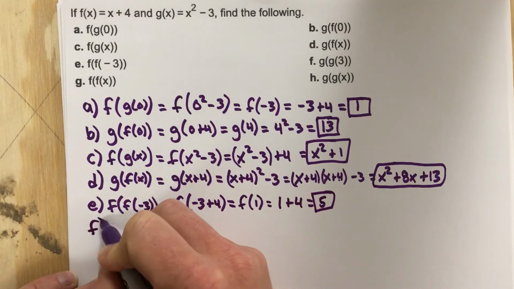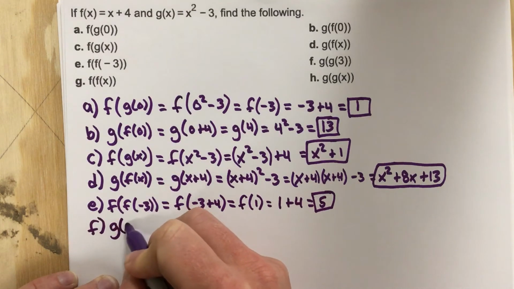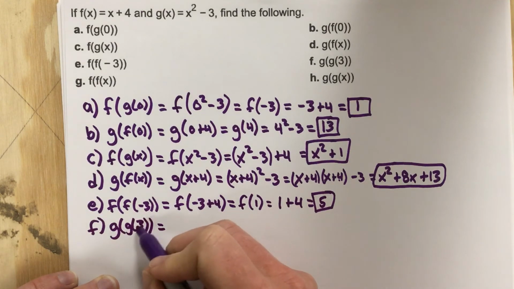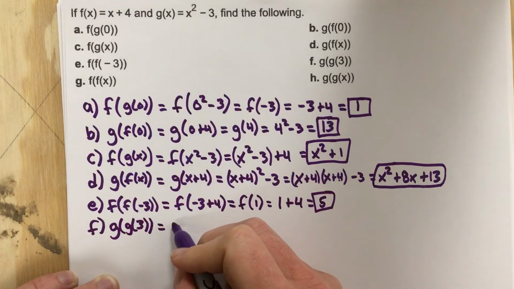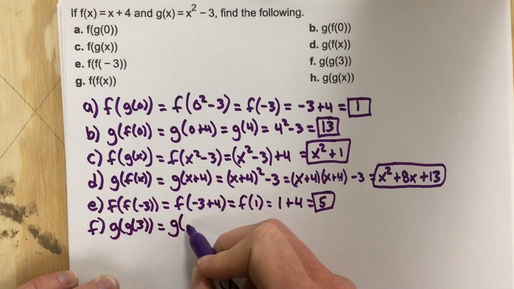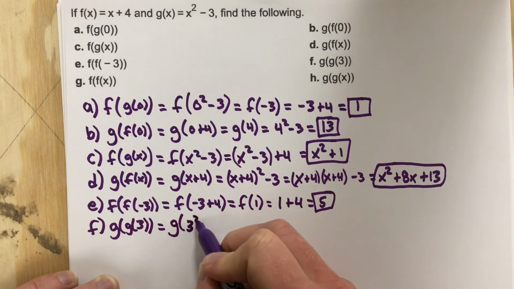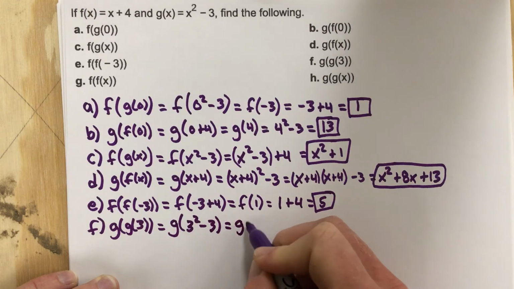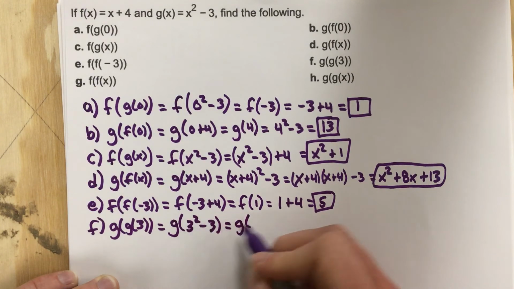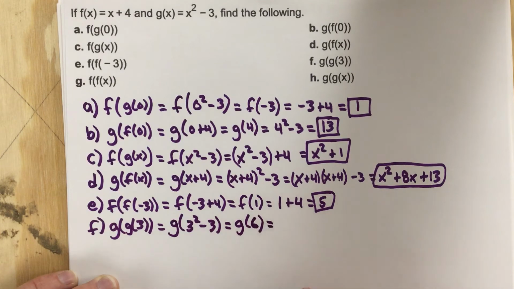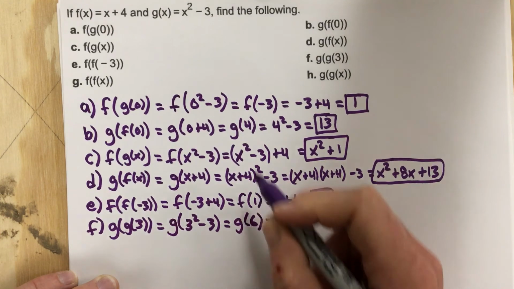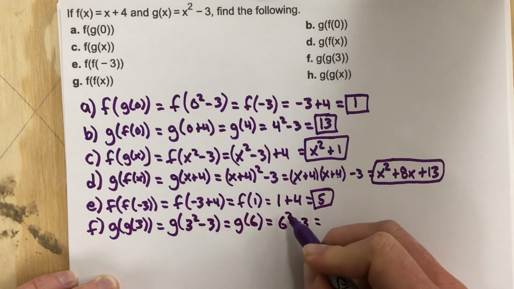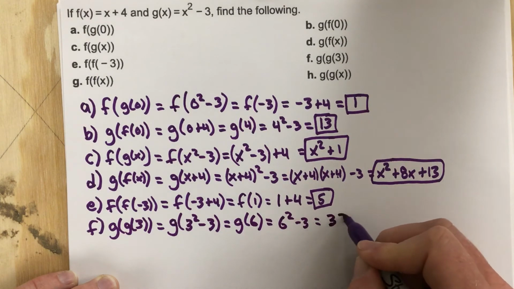Part F, I have g of 3. So I take 3 and I plug it into the g function. So I have g, and then I plug the 3 in. I end up with 3 squared minus 3. So now I have g of 9 minus 3, which is g of 6. G of 6, I take 6, plug it into that function again. I get 6 squared minus 3. This is 36, minus 3 is 33.